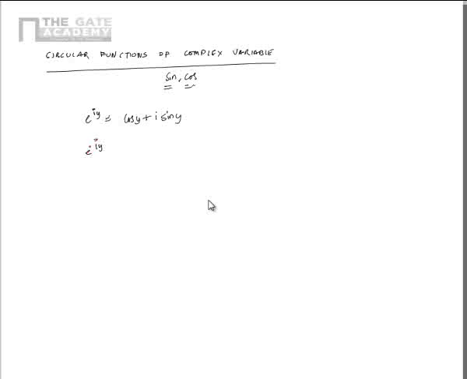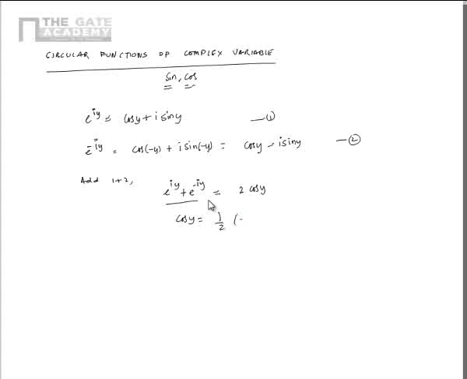Similarly, e power minus iy is cos(minus y) plus i sin(minus y), which can be written as cos y minus i sin y, since cos minus theta is cos theta and sin minus theta is minus sin theta. Now this is 1, this is 2. If you add 1 and 2, you get e power iy plus e power minus iy equal to 2 cos y. The imaginary parts get cancelled. So I can write cos y as half of e power iy plus e power minus iy.